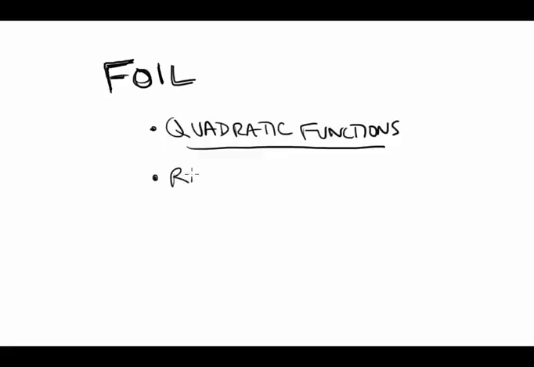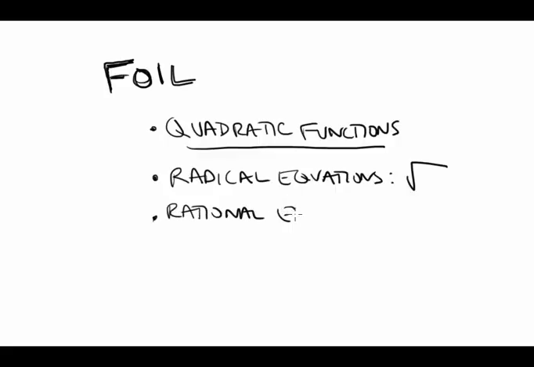This also shows up when we're solving, in some cases, radical equations, and these are equations that have a square root in them. And finally, this can show up sometimes when we are solving rational equations as well. Rational equations are equations that have rational expressions in them. One example could be x squared plus 7x plus 10 all over 2x plus 4. Okay, that's a rational equation.